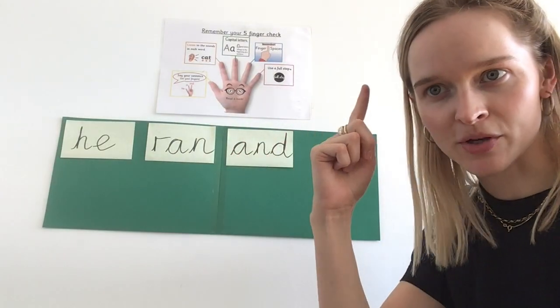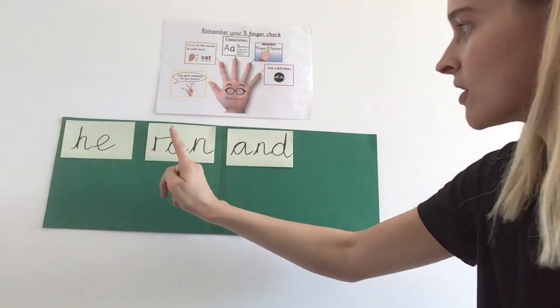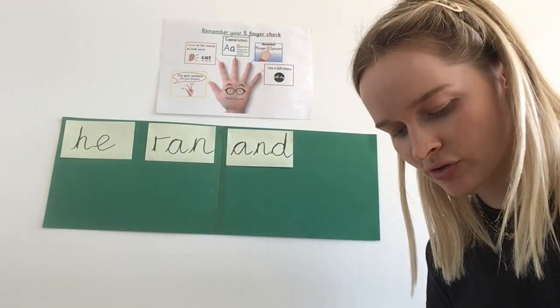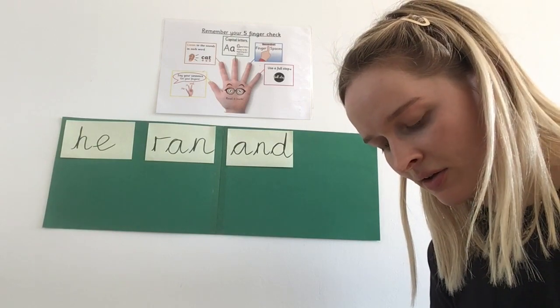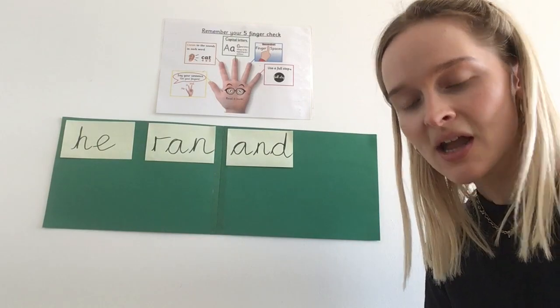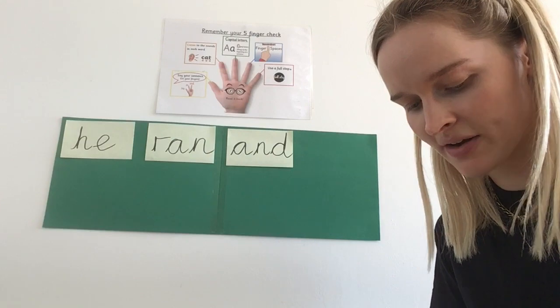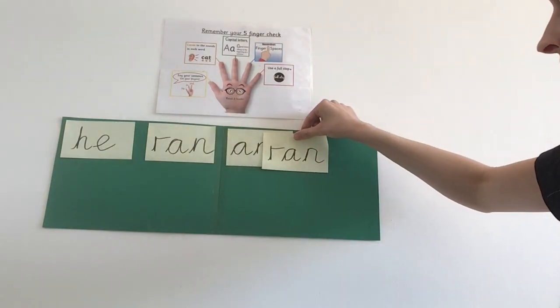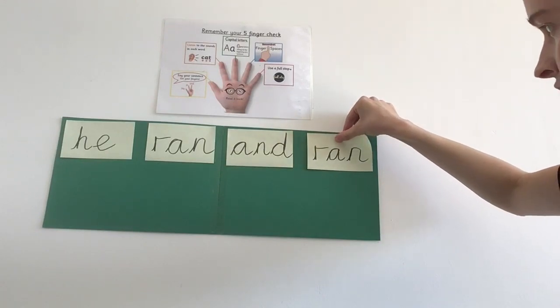Back to the beginning to help us remember the next part. He ran and ran. R, a, n. He ran and ran. Let's get this one. He ran and ran.